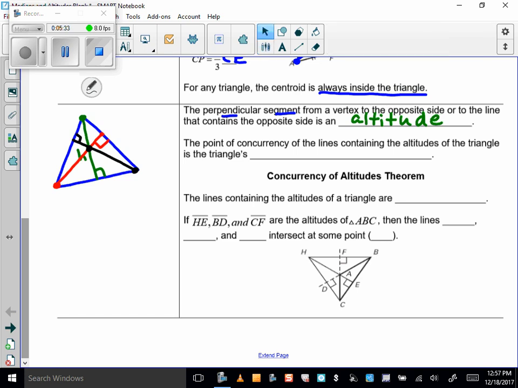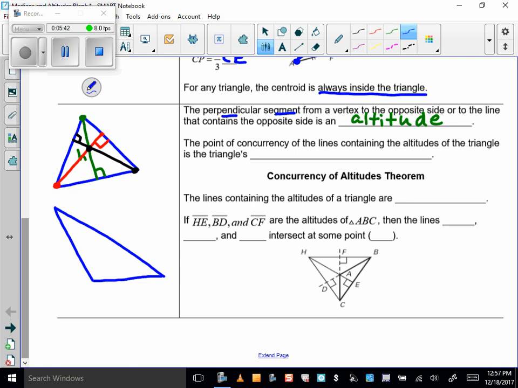Okay, so let me show you what that means. We need the line that contains the opposite side if we have an obtuse triangle. So let's look at this one here. Obtuse triangle. Okay, so there's an altitude, right? But what if I want to come from this vertex to the opposite side? There's no way I can get to this opposite side with a perpendicular unless I extend this side. So that's what I got to do. In the case of an obtuse triangle, I got to extend that side so that I can drop a perpendicular.